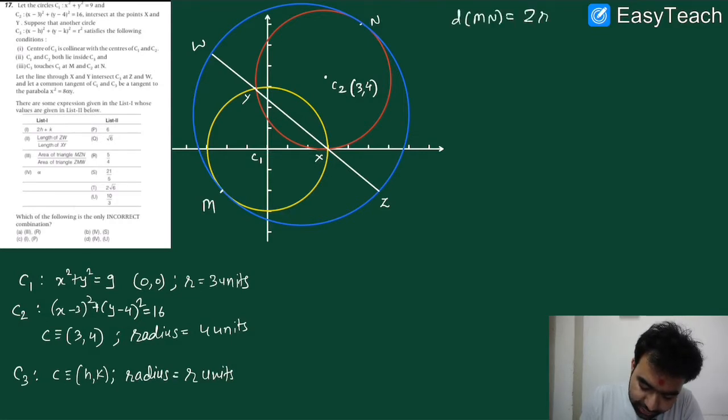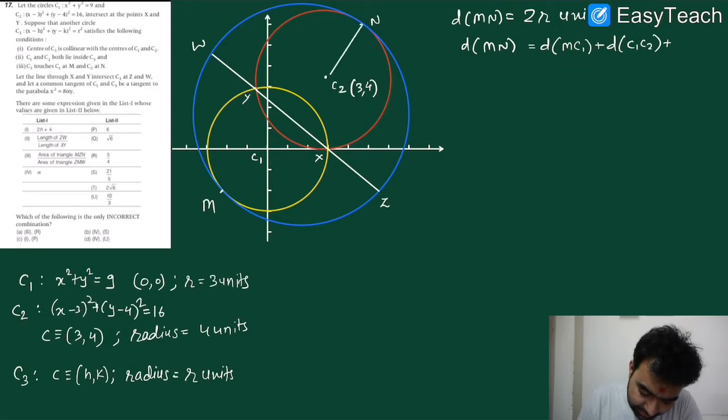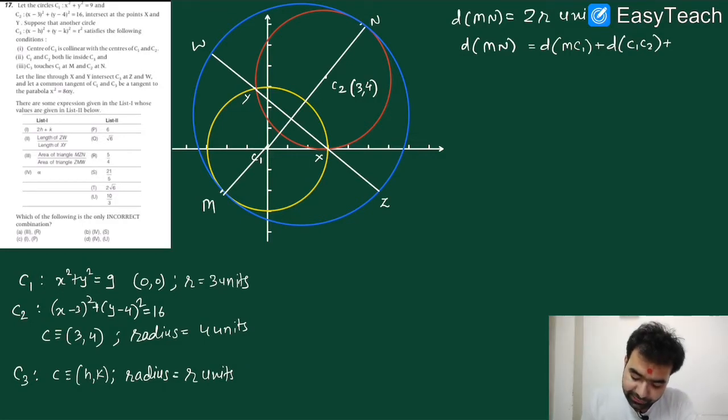Distance MN is 2r units. Now distance MN is basically distance MC1 plus distance between C1 C2, because C1, C2 and C3 all are collinear. So C3 is somewhere on the line joining C1 and C2. So distance MN is distance MC1 plus C1C2 plus distance C2N.